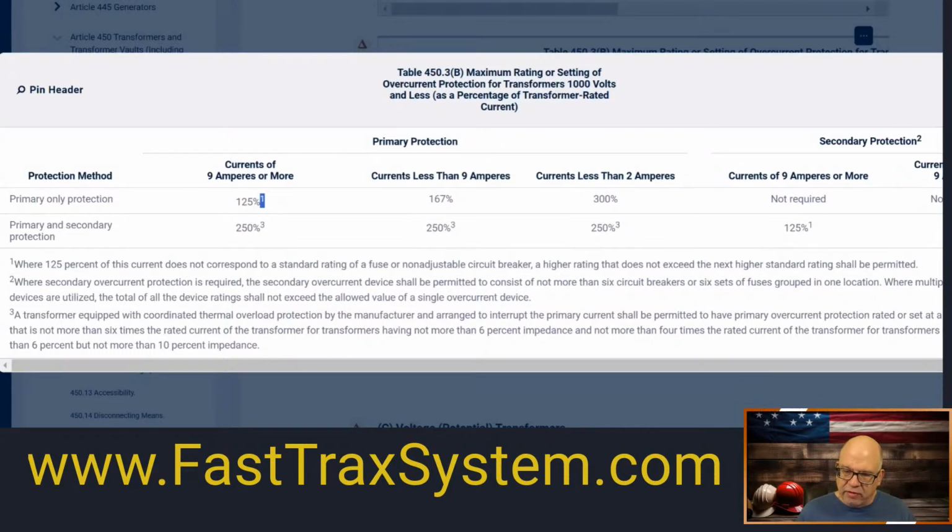Okay, so again, remember, this is primary only protection, okay? And it's for the transformer, not protecting the wires yet. We're just talking about the transformer. All right.